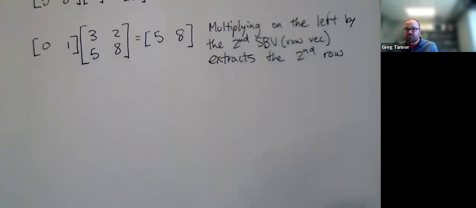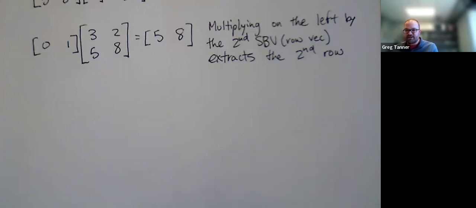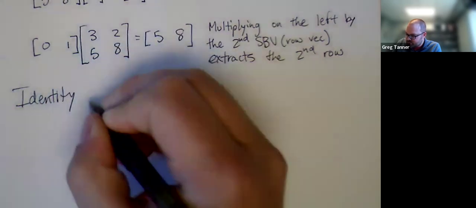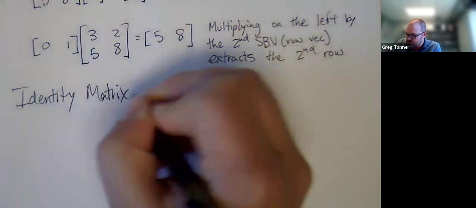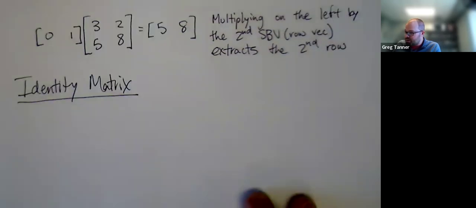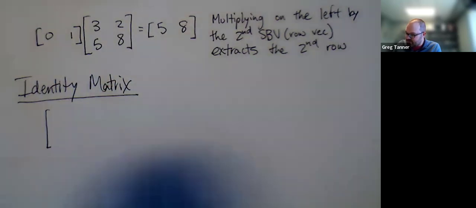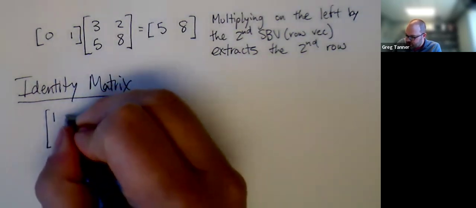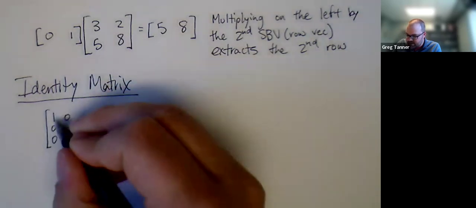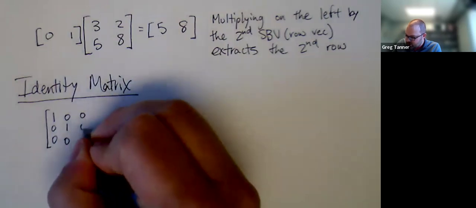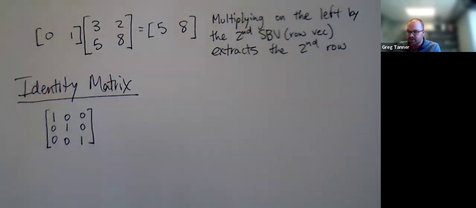Probably the most useful trick with standard basis vectors is when we assemble all the standard basis vectors into what's called the identity matrix. Okay, and so the identity matrix, we essentially assemble all those standard basis vectors together. And so I'll do a 3 by 3 identity matrix where I take the first standard basis vector, then the second standard basis vector, and then the third standard basis vector.